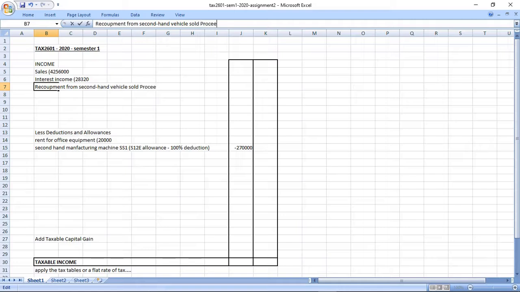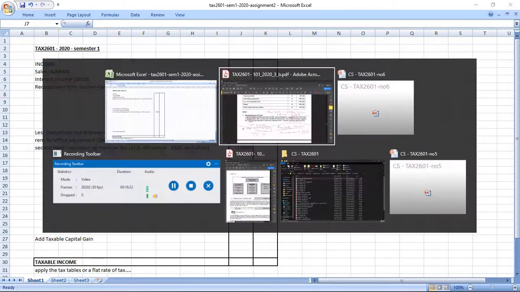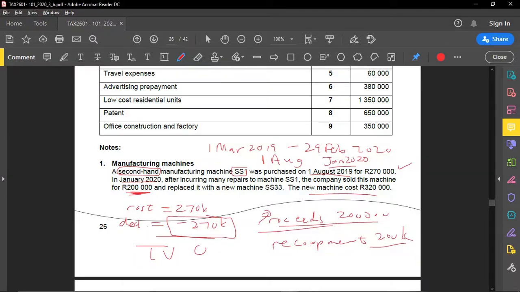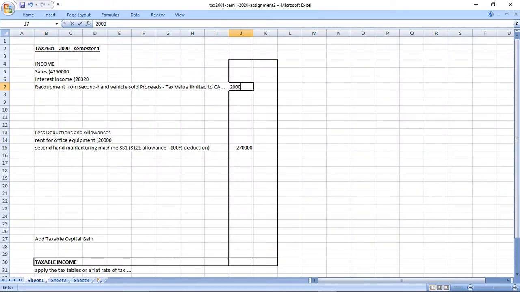So proceeds minus tax value, limited to capital allowances. I'm just going to abbreviate to fit it in. So we're going to show a recoupment of how much? 200,000. That we know for sure.